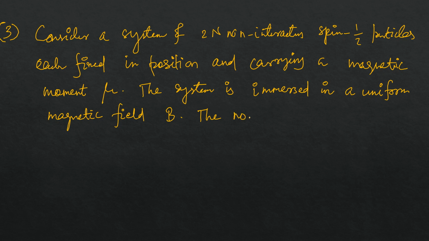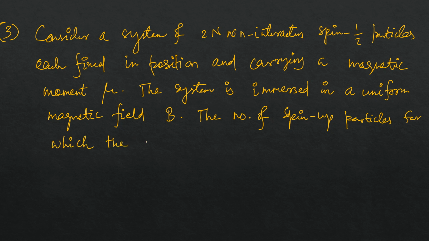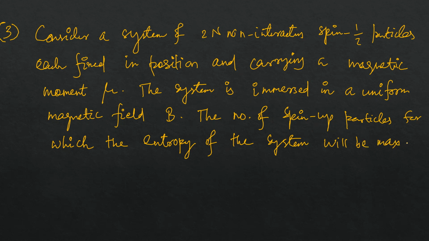The number of spin-half particles for which the entropy of the system will be maximum is... This question is from JEST 2014. Consider a system of 2N spin-half particles, each fixed in position, carrying a magnetic moment mu. The system is immersed in a uniform magnetic field B. The number of spin-half particles for which the entropy of the system will be maximum.